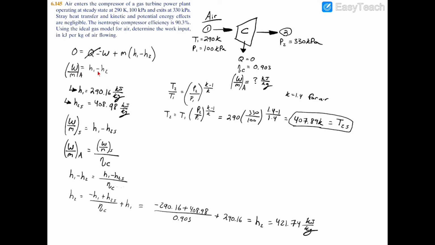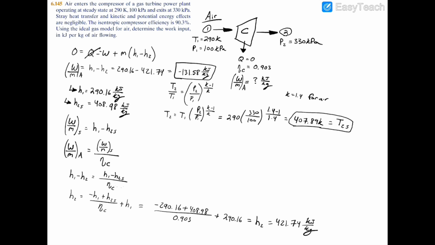Now we can go back to our initial work equation. We have H1 minus H2, which is going to yield 290.16 minus 421.74, of course, kilojoules per kilogram. If you plug that into your calculator, you'll have negative 131.58 kilojoules per kilogram. And that is your work. I prefer that we came out with a negative number because we have H1 minus H2. If you use H2 minus H1, you'll just have this as a positive number.